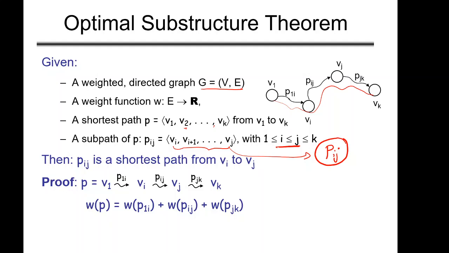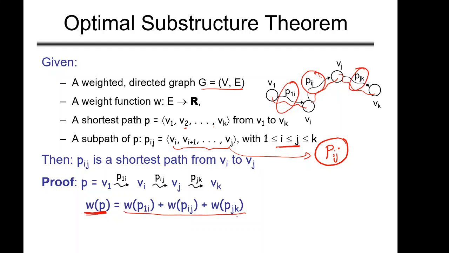So let's suppose we decompose the entire path P into these three parts. There is a path from V1 to Vi, there is another path from Vi to Vj which we have to look at, then there is a path from Vj to Vk. Now what is the weight of path P, which is the shortest path between V1 and Vk? It is the weight of this path plus the weight of this path plus the weight of this path.